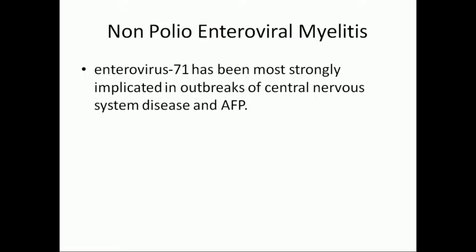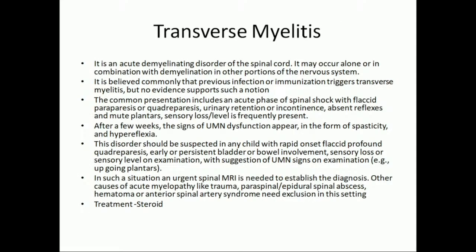Now there are other viruses other than polio, like non-polio enterovirus, which may affect anterior horn cells and lead to AFP. Now transverse myelitis. We know the spinal cord in an acute stage may cause acute flaccid paralysis. So transverse myelitis is usually a demyelinating disorder. Okay, so it affects the spinal cord.